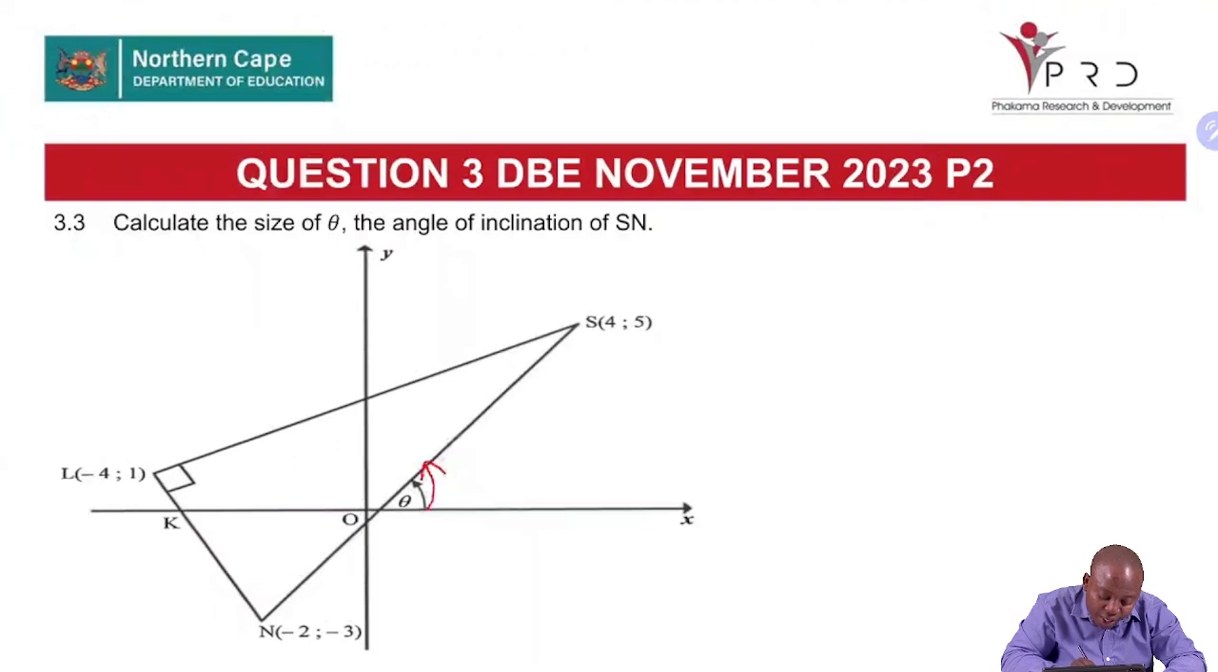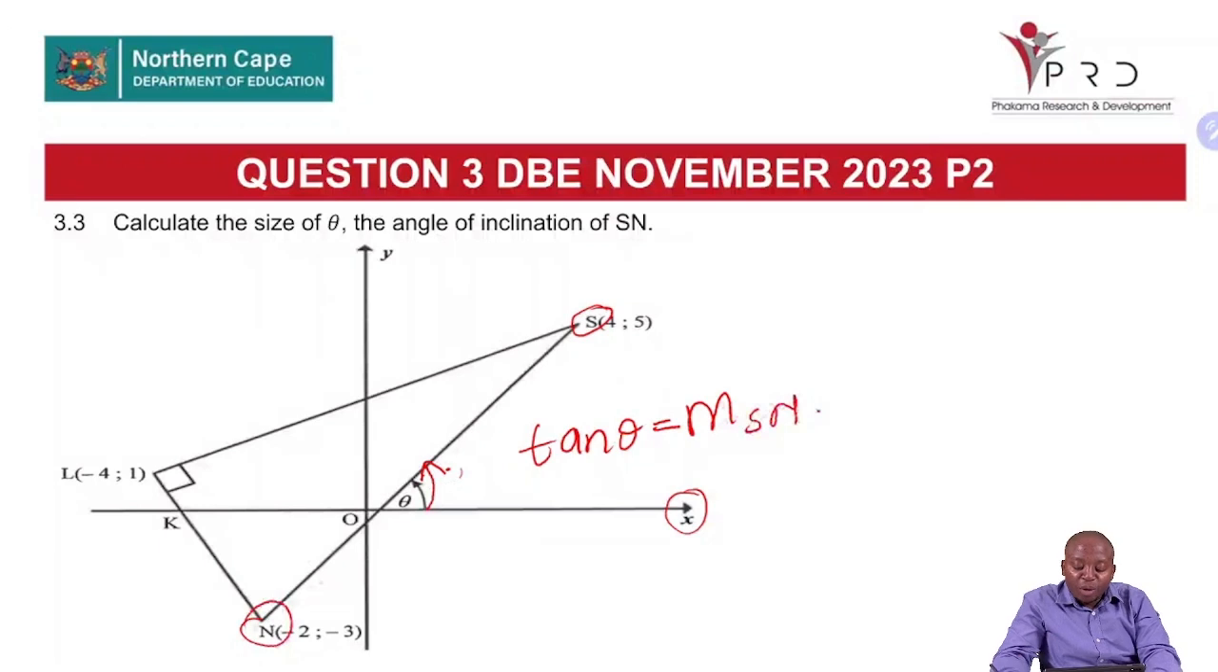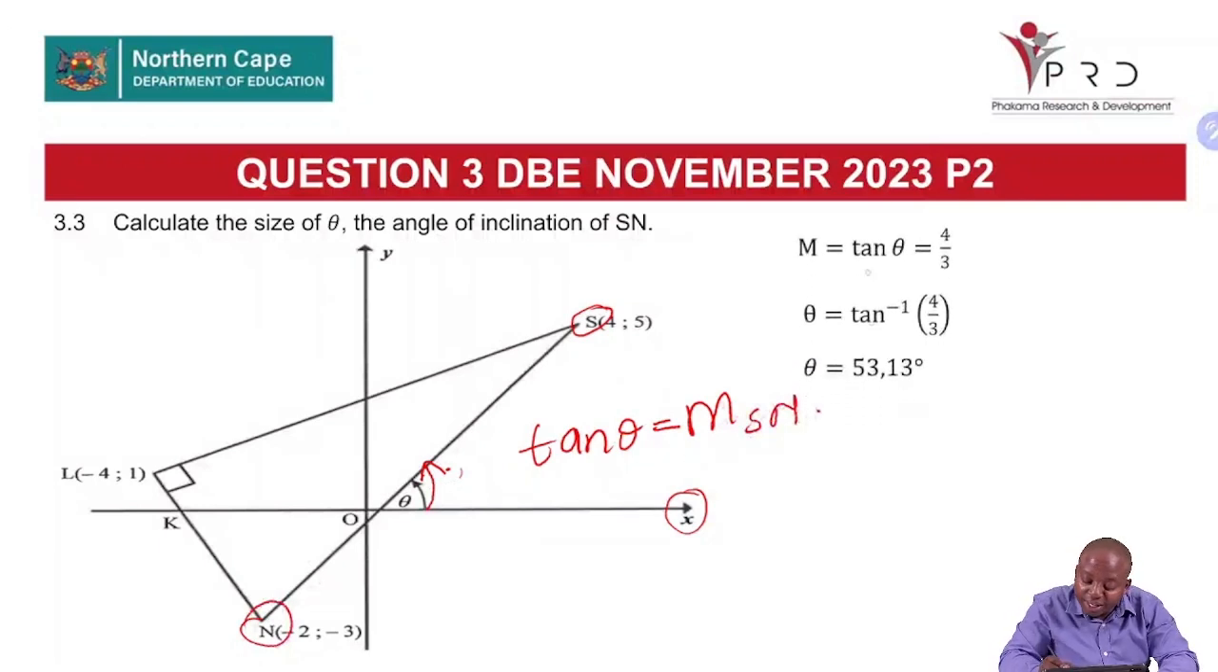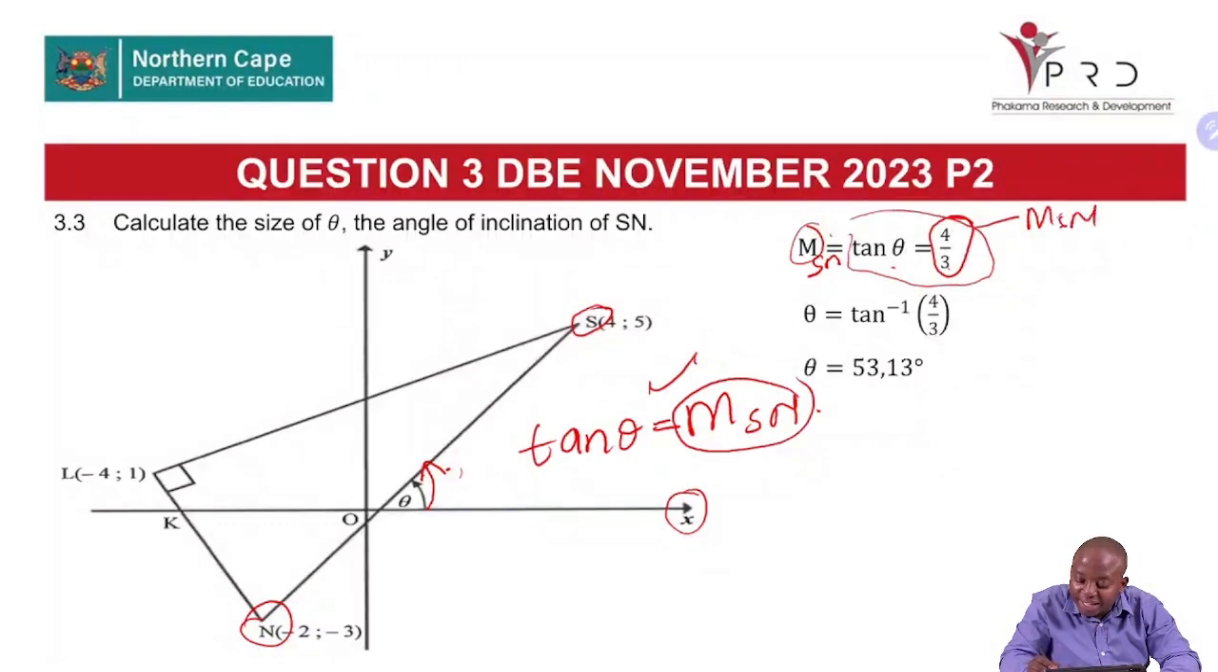You can see that the theta is formed when Sn is inclined from the x-axis. So this is the theta we're looking for. To find this, remember, tan theta equals m, the gradient of Sn, because that's where we find our angle of inclination. So m is equal to tan theta, that is the formula we have. Here it is the m of Sn. So mSn is 4 over 3, as calculated from the previous question. So tan theta is equal to 4 over 3. Remember, the 4 over 3 is our mSn.